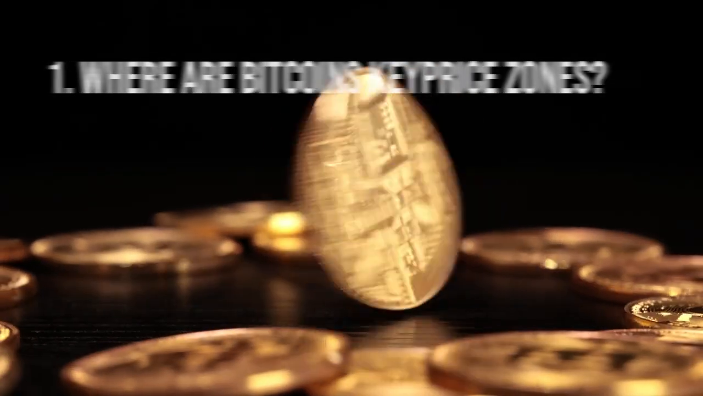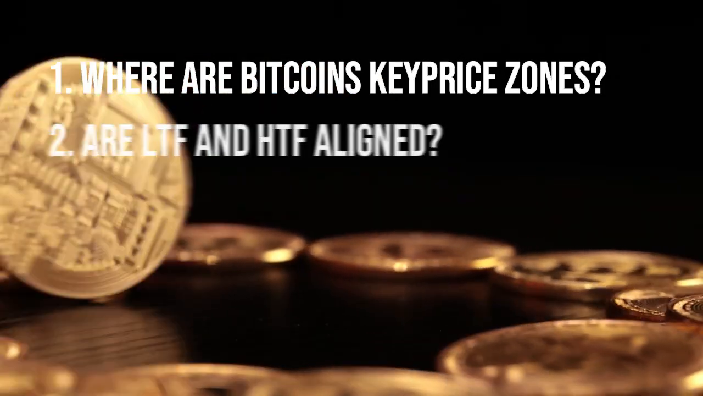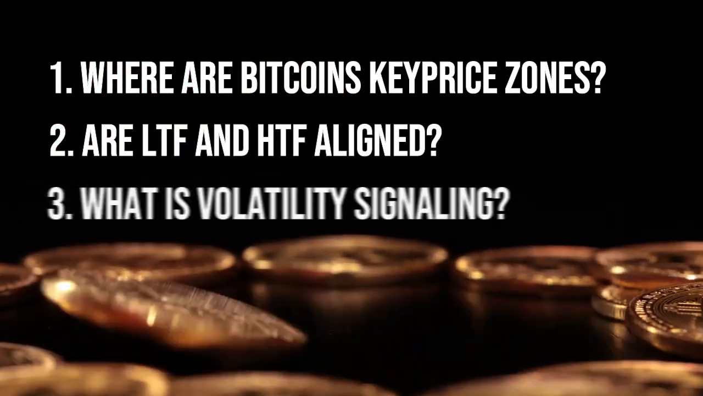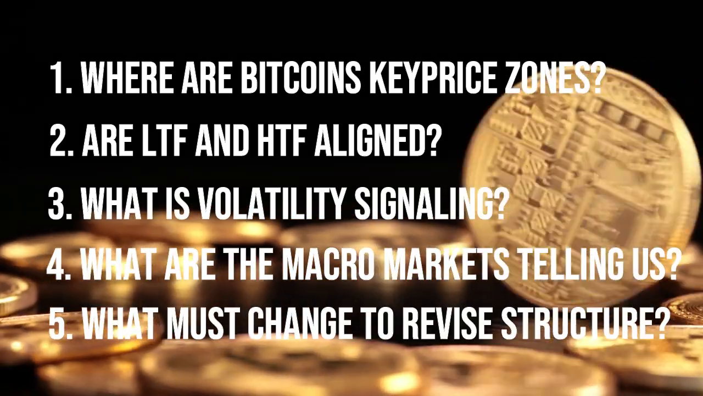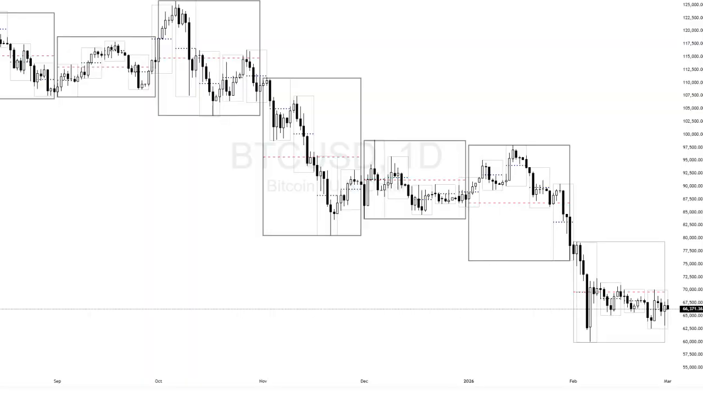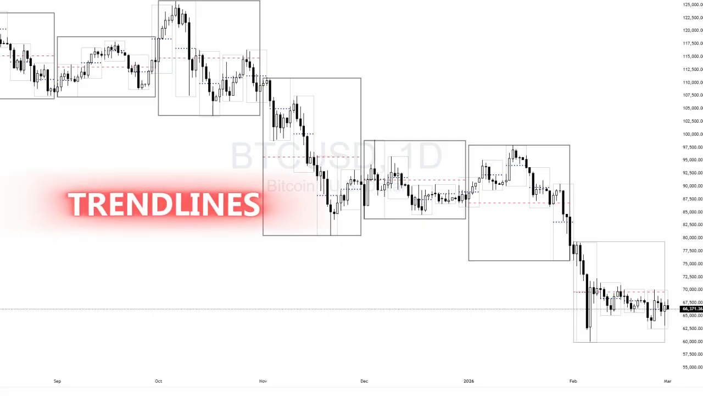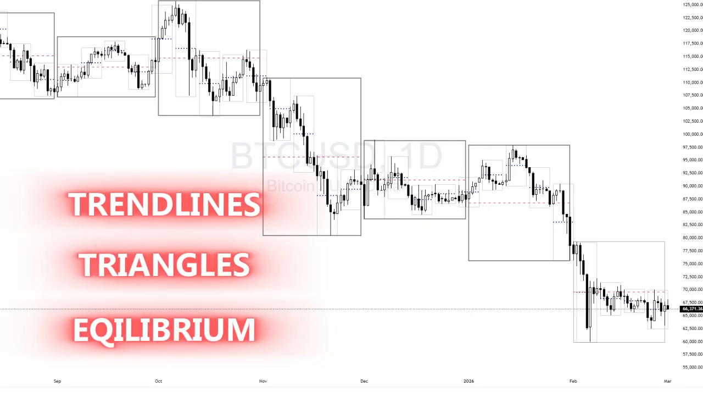Where are the key price zones? Are the time frames aligned? What is volatility signaling? What are the macro markets telling us? And what must change to revise Bitcoin structure? Today, those questions are answered through the lens of trend lines, triangles, and equilibrium.